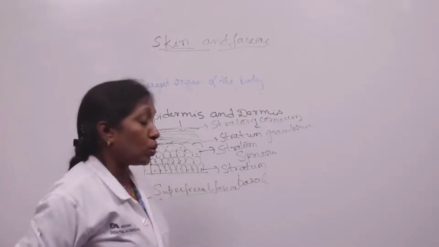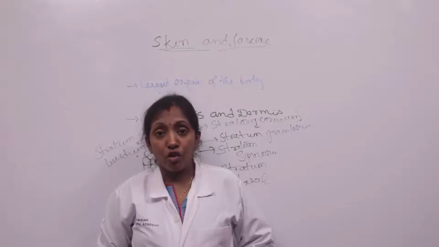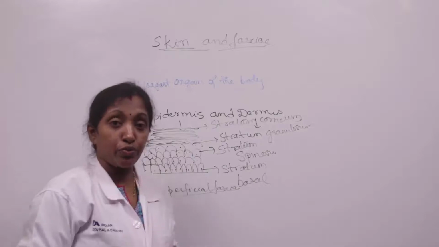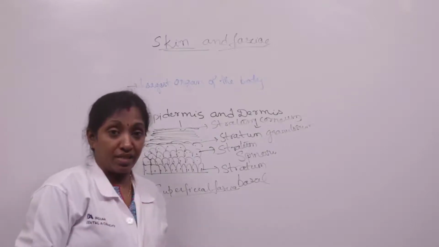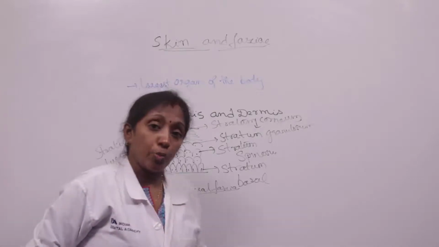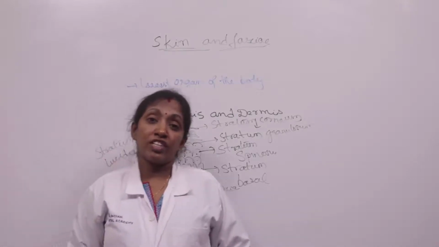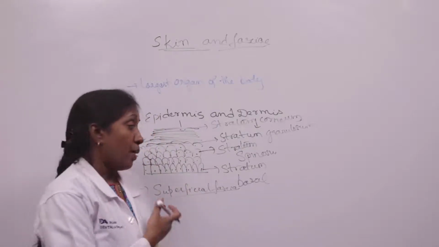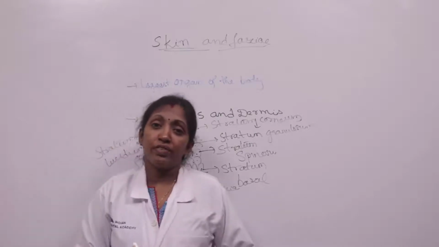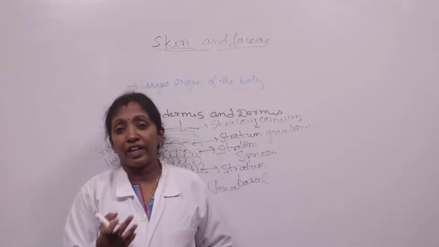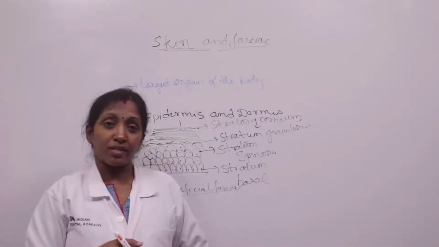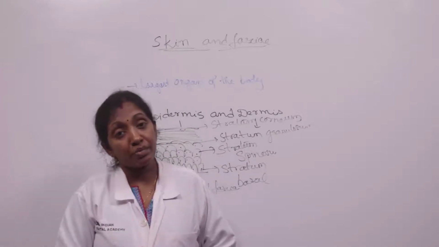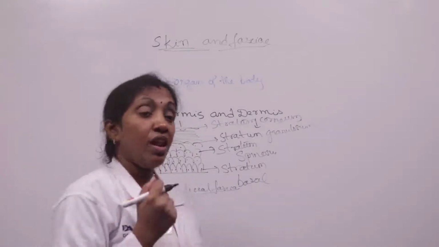The superficial fascia consists of some blood vessels and nerve plexus. It consists of connective tissue fibers and some subcutaneous muscles. It is a loose layer of connective tissue present beneath the dermis, and subcutaneous muscles are also seen in the superficial fascia.